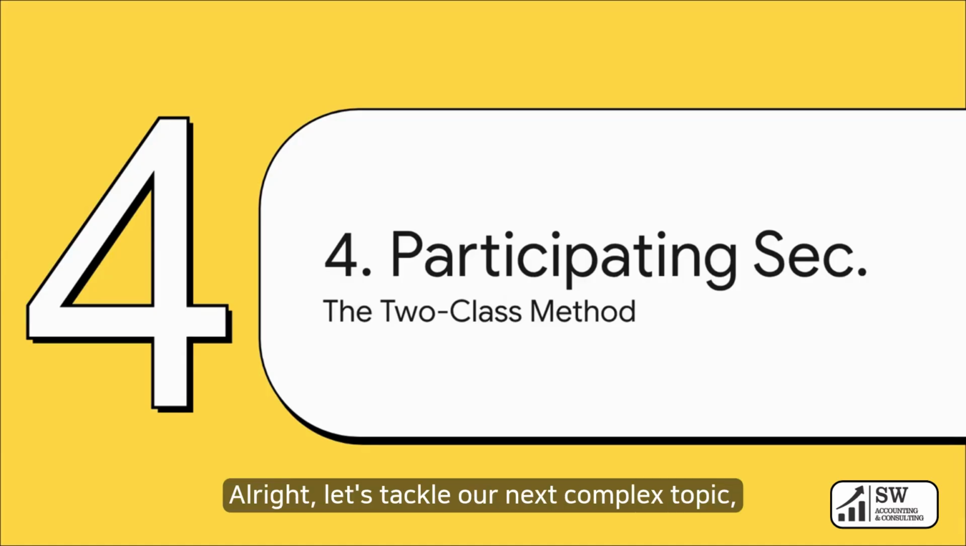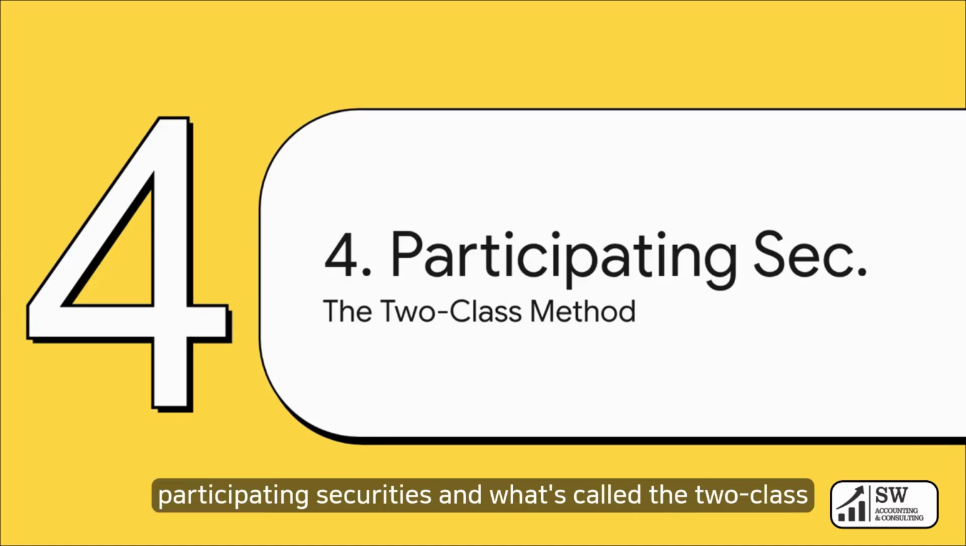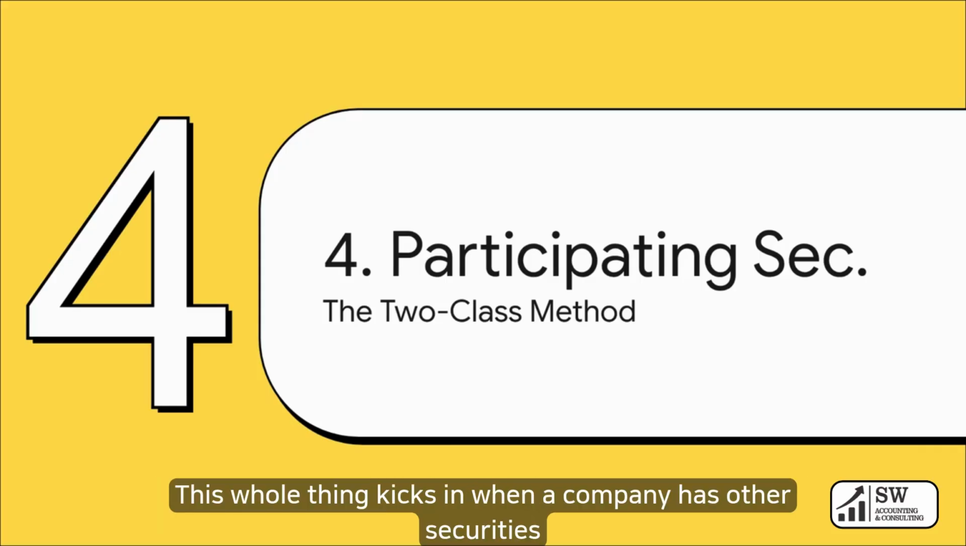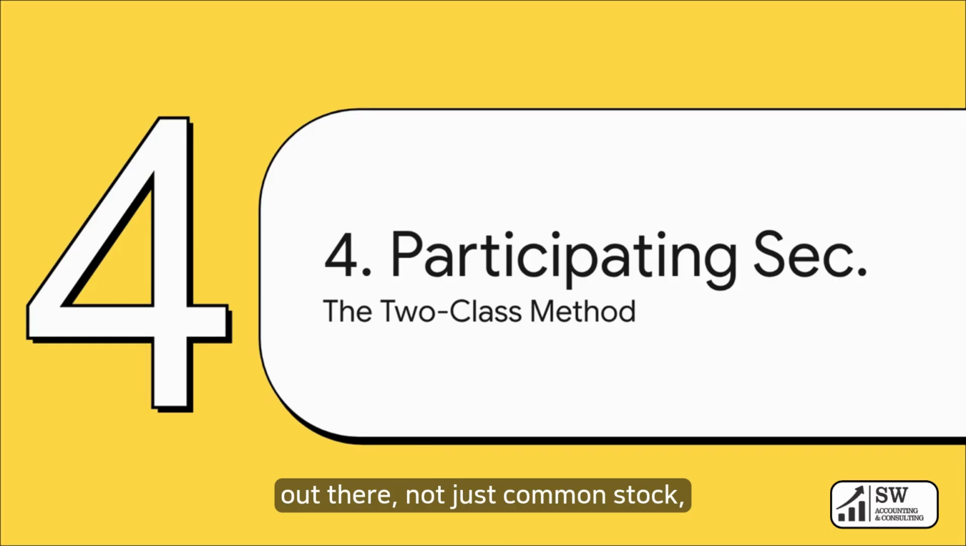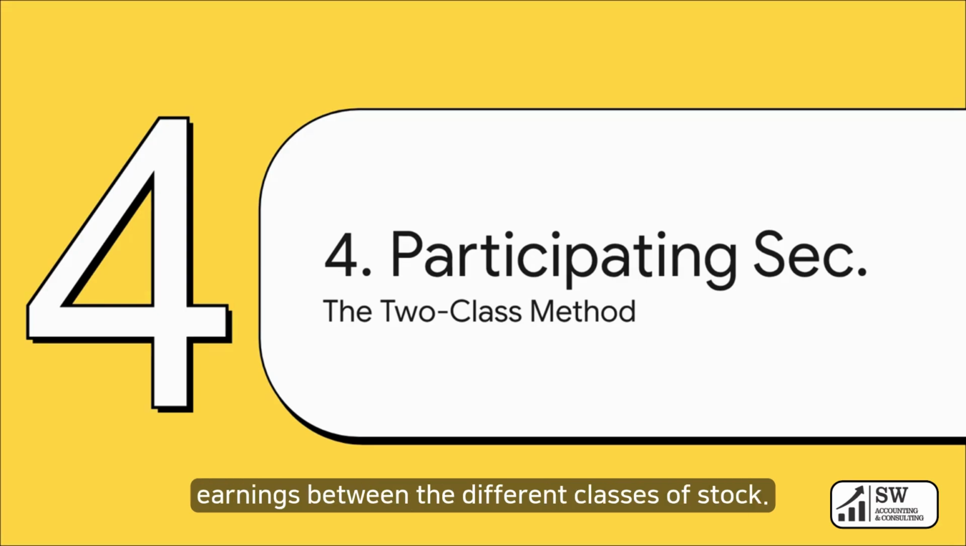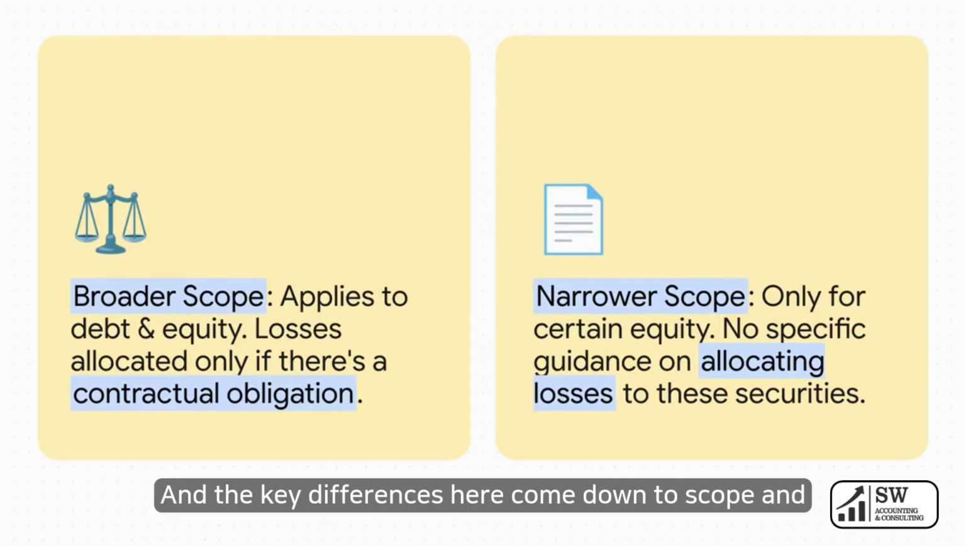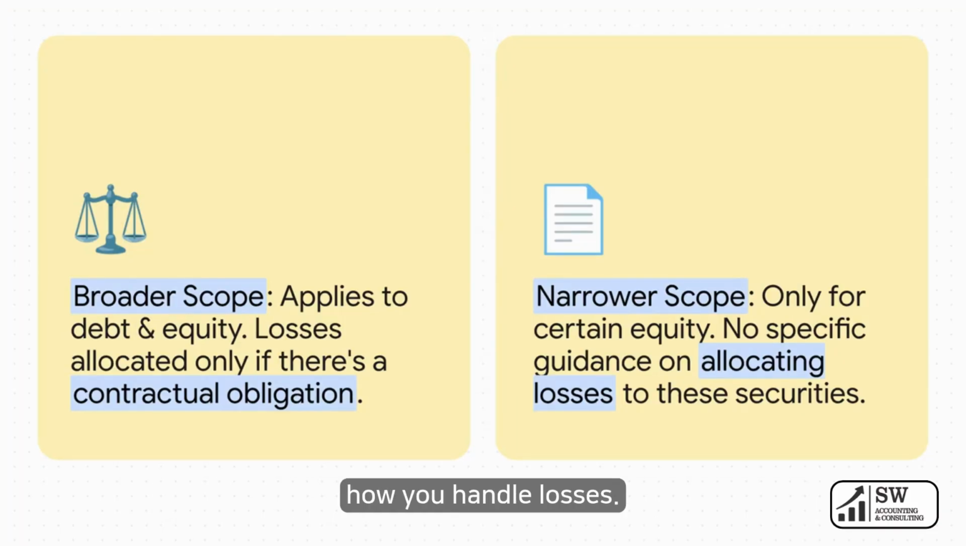All right, let's tackle our next complex topic, participating securities and what's called the two-class method. This whole thing kicks in when a company has other securities out there, not just common stock, that get a piece of the dividend pie, like certain types of preferred shares. The method basically forces you to split your earnings between the different classes of stock. And the key differences here come down to scope and how you handle losses.